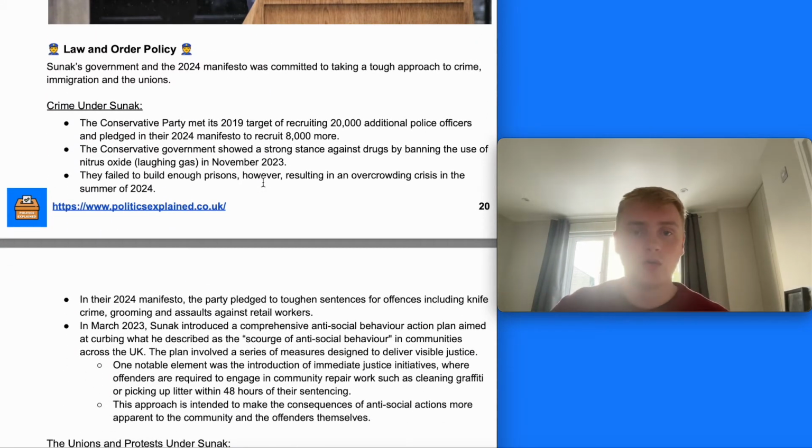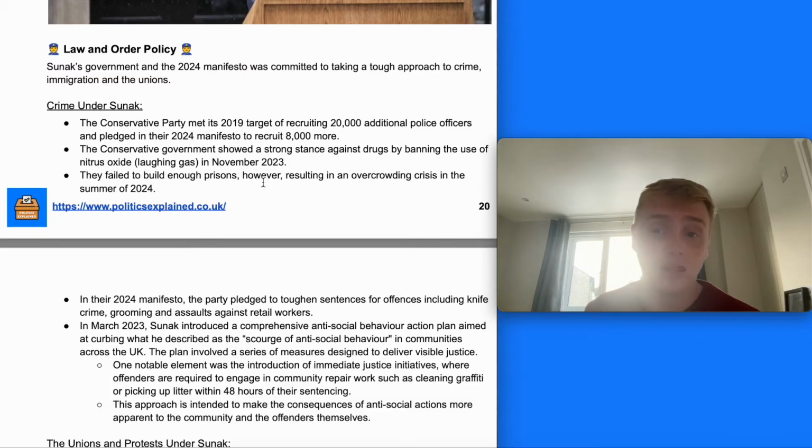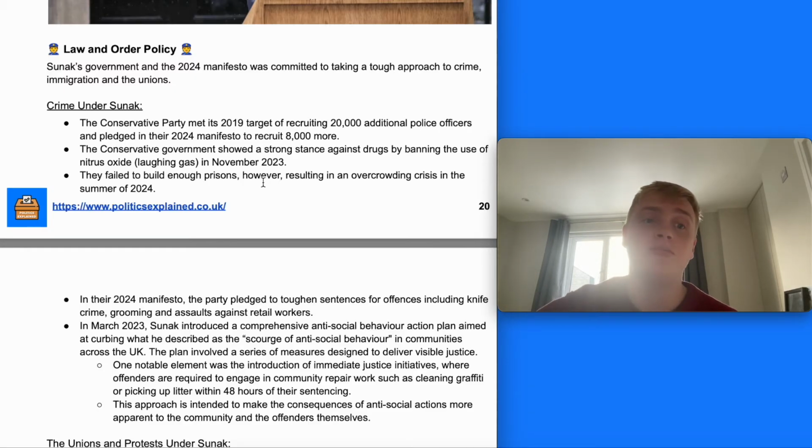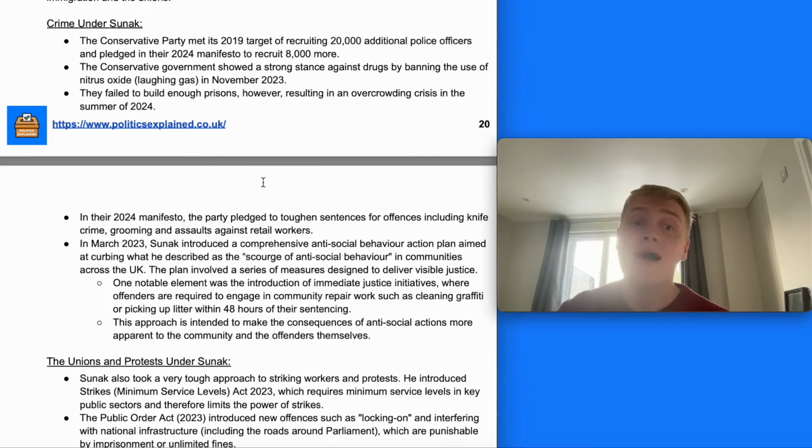In terms of law and order policy, Sunak's government at the 2024 manifesto was committed to taking a tough approach to crime, immigration and the unions. So under Sunak, the Tory party met its 2019 target of recruiting 20,000 additional police officers and pledged in 2024 to recruit 8,000 more. They took a strong stance against drugs and antisocial behaviour by banning the use of nitrous oxide. They failed to build enough prisons, however, resulting in an overcrowding crisis in the summer of 2024.